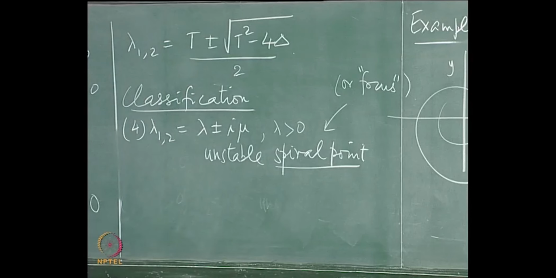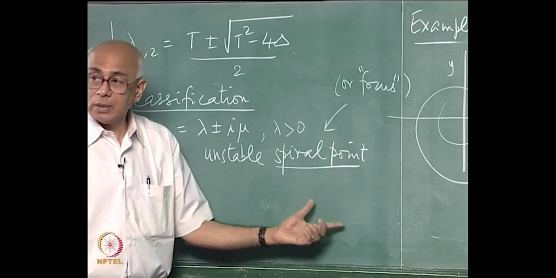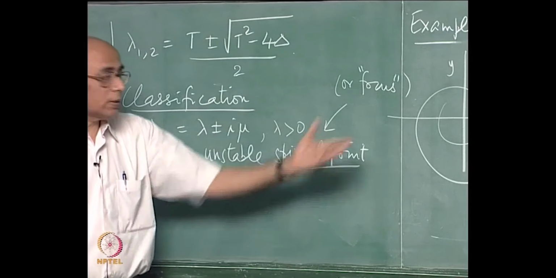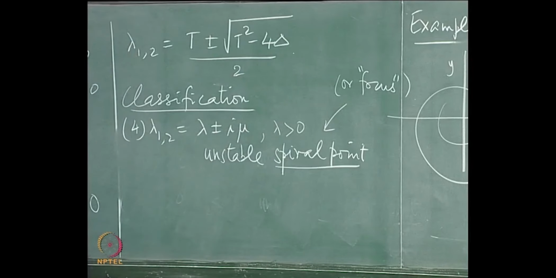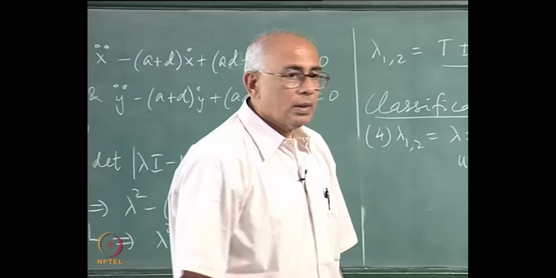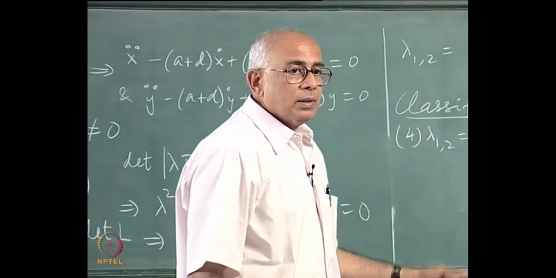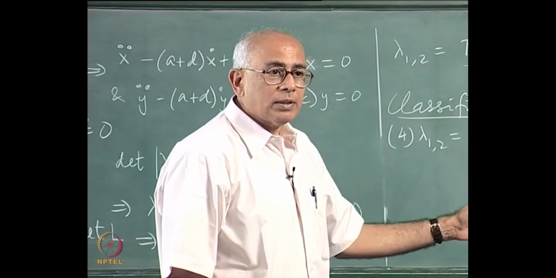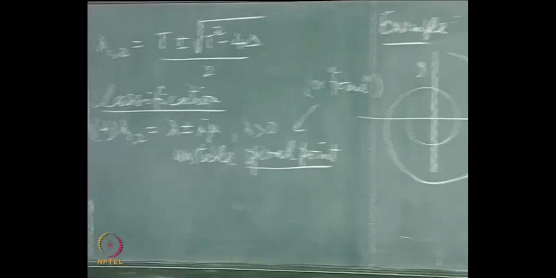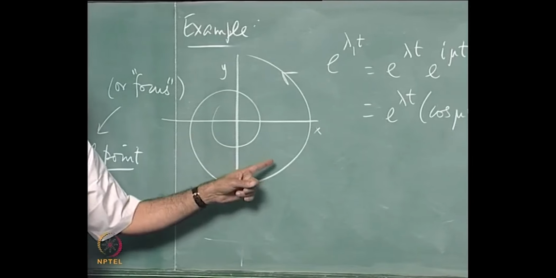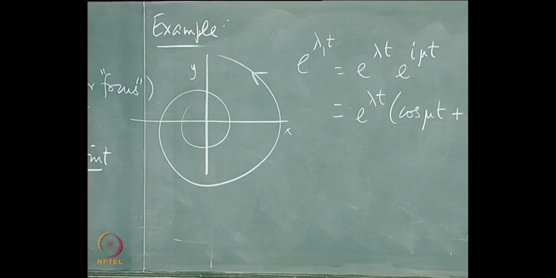Occasionally called a vertex as well, but focus is much more common. But I would like to stick to the phrase spiral point, because this is evocative. It tells you exactly what the trajectories look like. Once again, if I have a linear transformation on this spiral, what sort of distortion would this spiral undergo? What would it look like? And that is not hard to see.